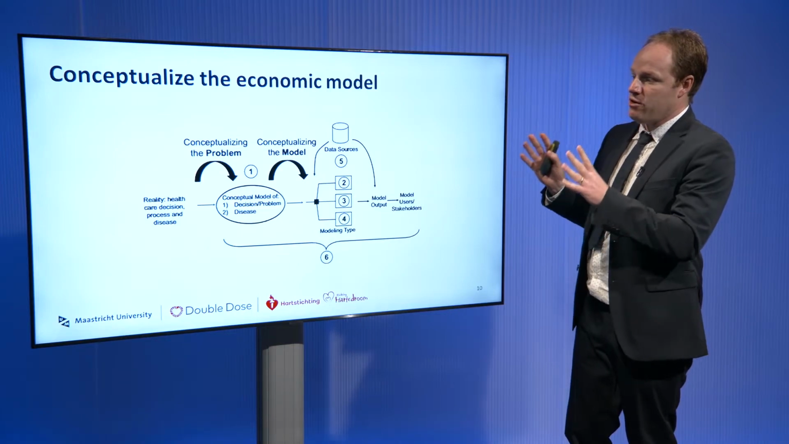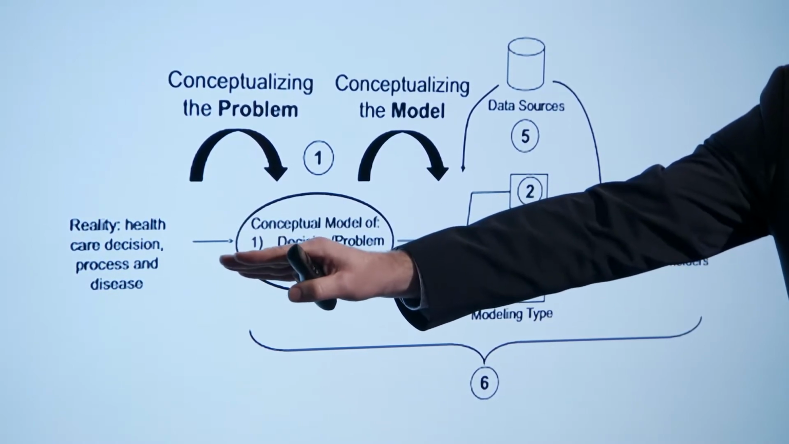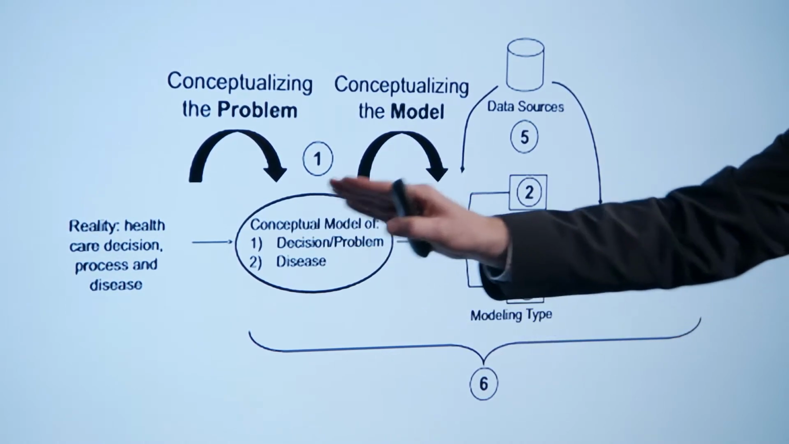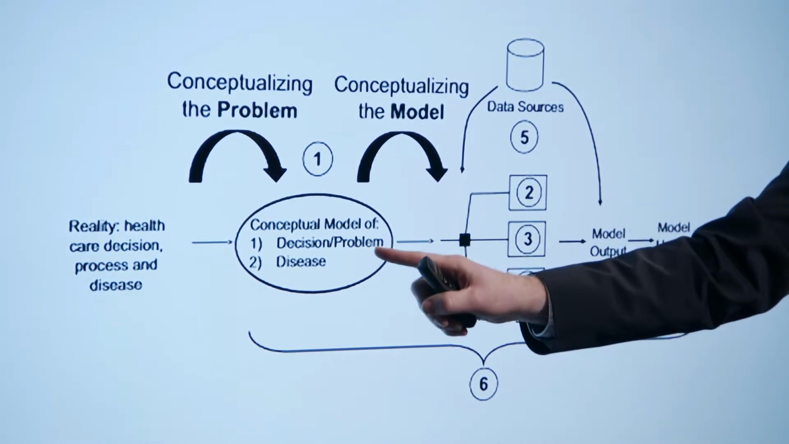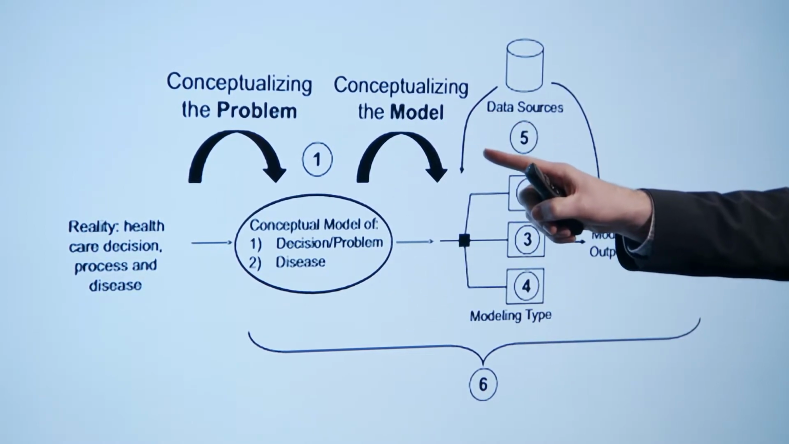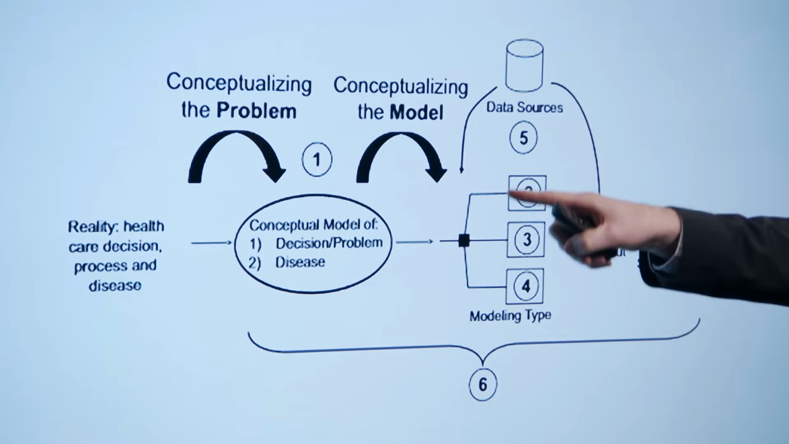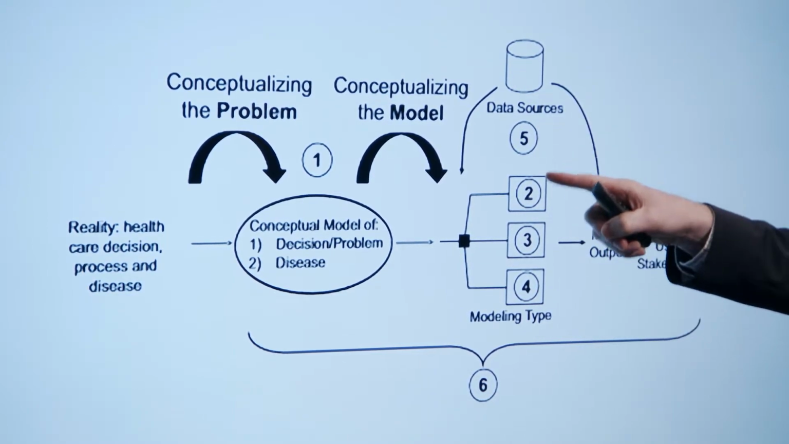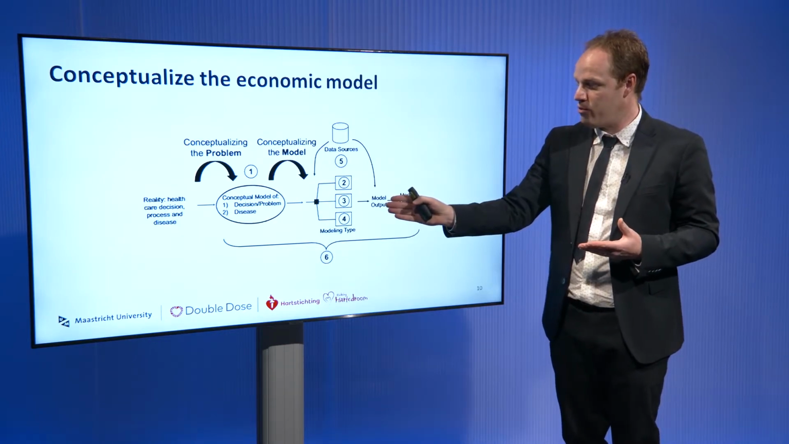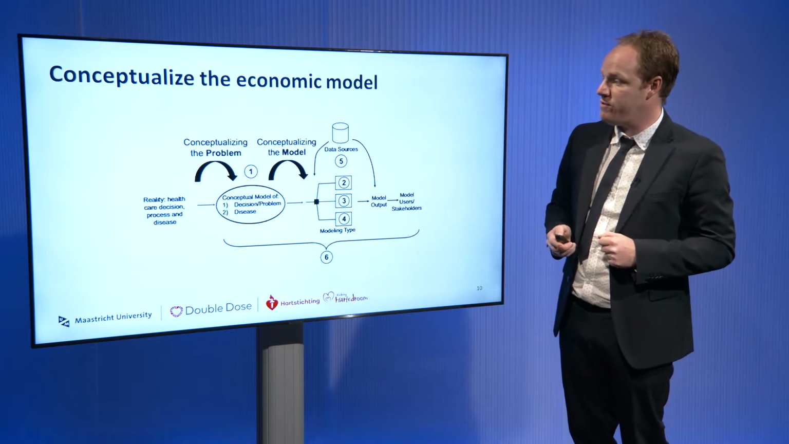To conceptualize the economic model, we start with the reality. That's the healthcare decision process. And you try to build up a model to conceptualize the problem. Thus, you need to really have a model representative of the decision and the problem and of the disease. And then you will really conceptualize the model with the data that are available, and you will build up a model. And the type of model will depend on the specificity of your intervention. And based on your model, you will get some output that could be used to inform policymakers about the cost effectiveness of the intervention.